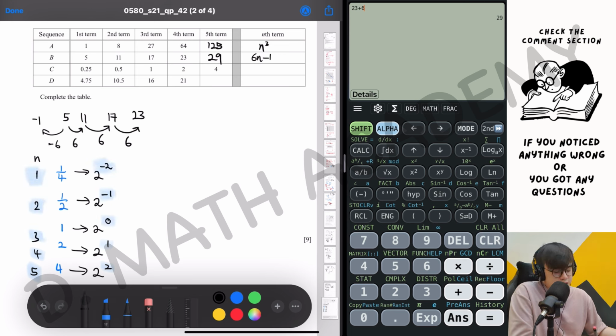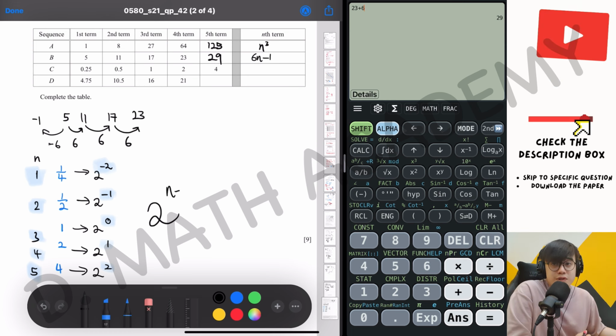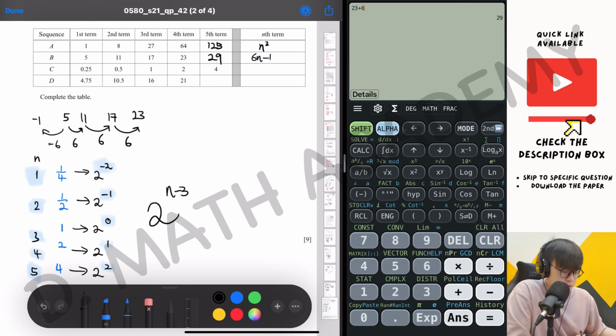So with this, I can come up with a conclusion. They are all related to 2. And the n here is actually minus 3 to get to the results. So that's how you trace your n terms here.